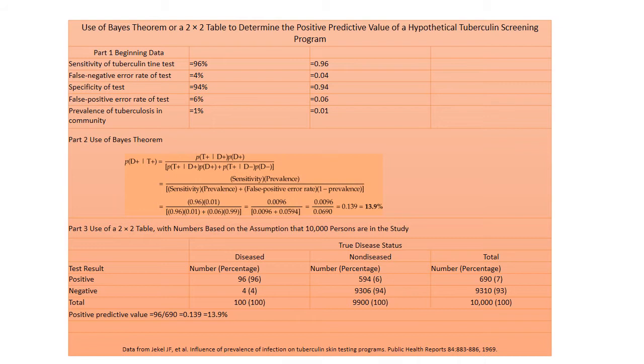So is that good enough? Possibly. It depends on the type of disease you're dealing with, how severe it is, how costly it was to do the screening in the first place. But it looks like you're not getting a whole ton of return on your investment in this particular instance, at least.